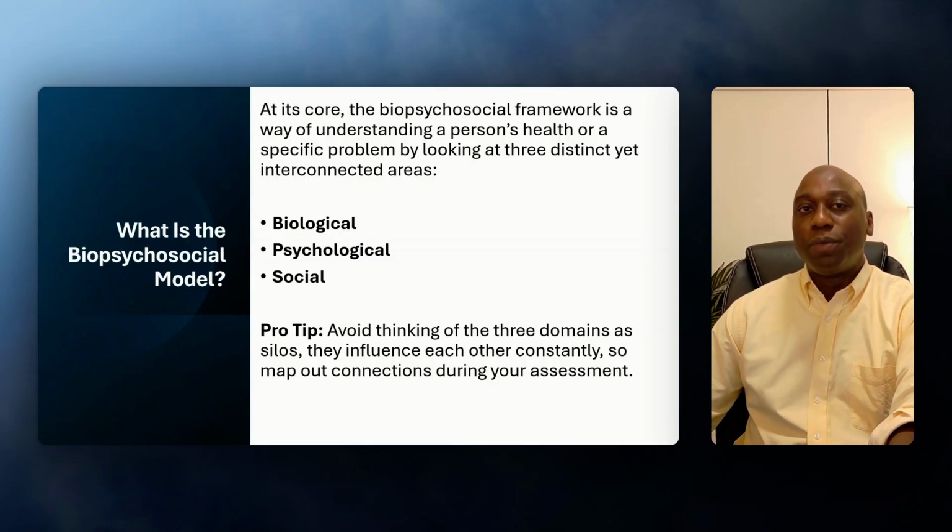Next one, social. This element examines a person's environment, relationships, and cultural context. It includes family dynamics, social support networks, school or work life, as well as economic status, housing situation, and cultural or spiritual beliefs.